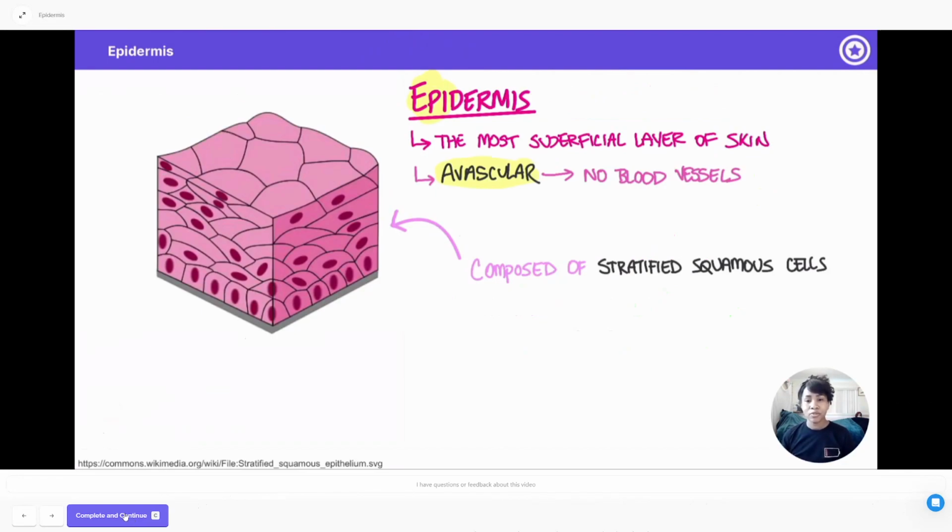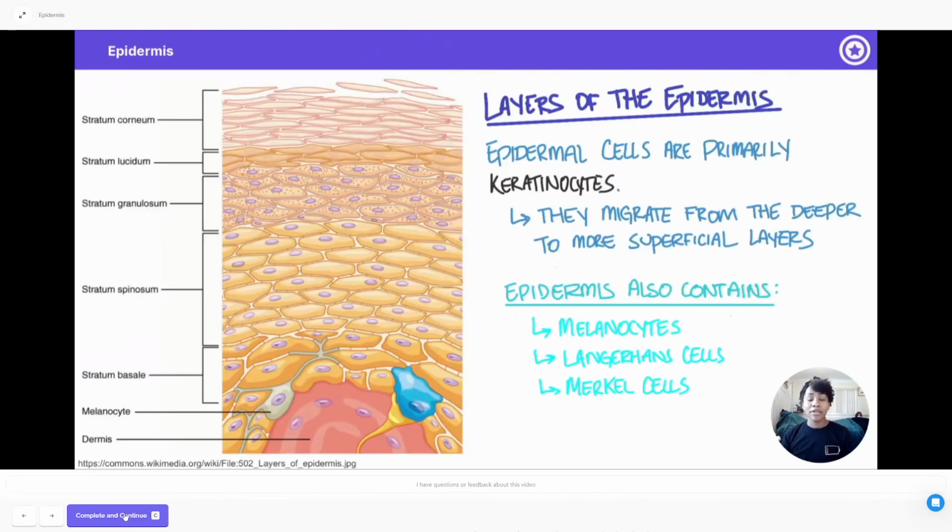The cells in the epidermal layer tend to be a flattened type of shape, and this is because they are made up of a cell type called stratified squamous cells. Stratified just means that they're layered, so they're like little flat pancakes stacked on top of each other at the very outermost level of our skin. Now, the epidermis is actually made up of multiple layers, 5 to be exact.